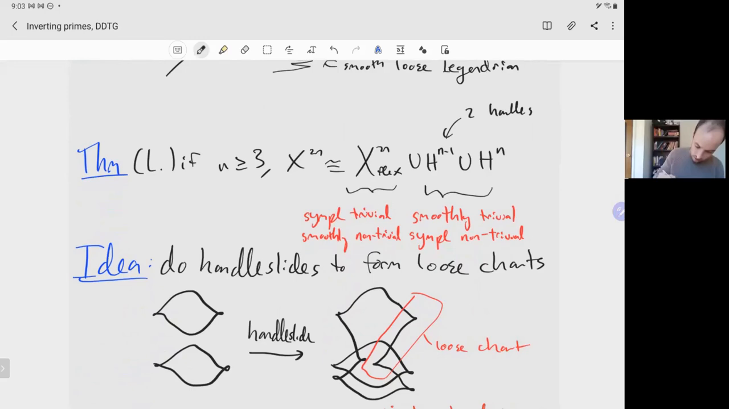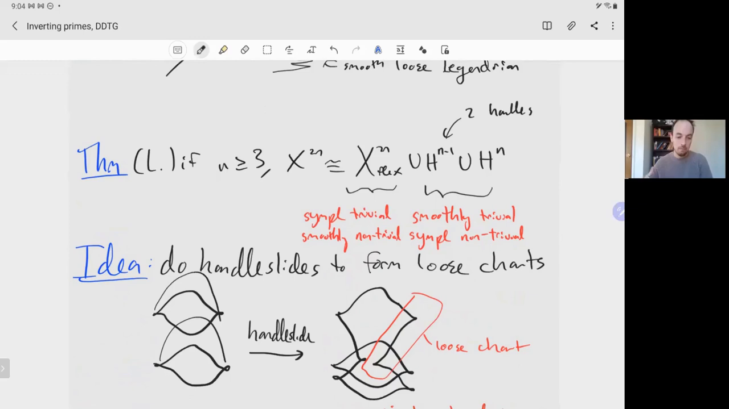Suppose I have a Weinstein domain with 2 handles. Here I have these 2 handles, and those are the attaching spheres. And I can do a handle slide. I didn't say exactly what the model for a handle slide is, but I've drawn the result in this case. When I do a handle slide, I have to do it in a special way, but in this case, you don't really have to do anything.